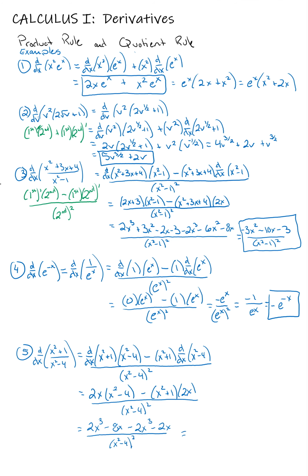Now it looks like we can combine some things. In the numerator, 2x cubed minus 2x cubed gives us 0. Negative 8x minus 2x is negative 10x. And the denominator is still x squared minus 4 quantity squared. And it looks like that's about all we can do. No reducing here. That is it for that one. And there we have come to the bottom of another page.